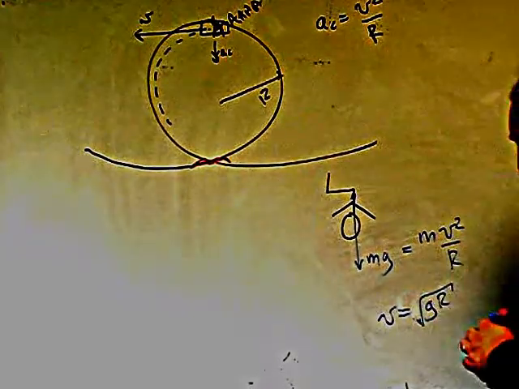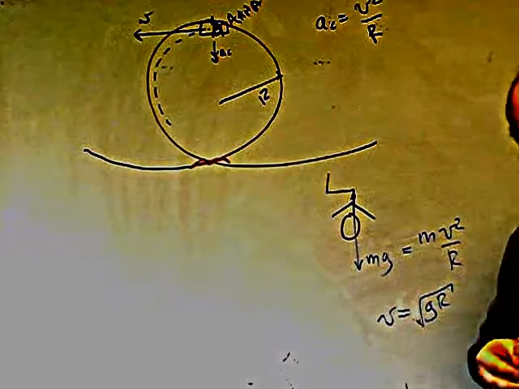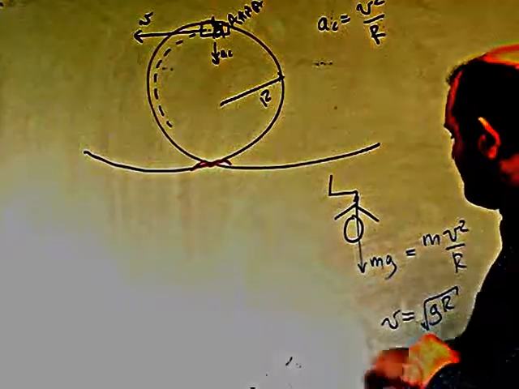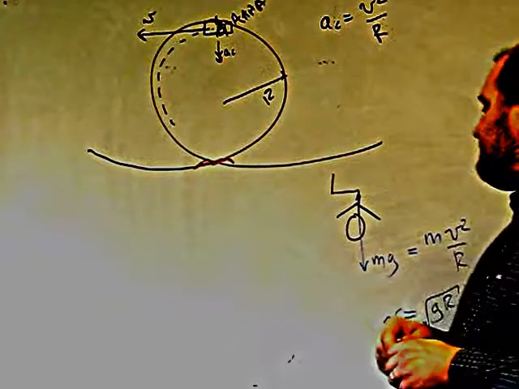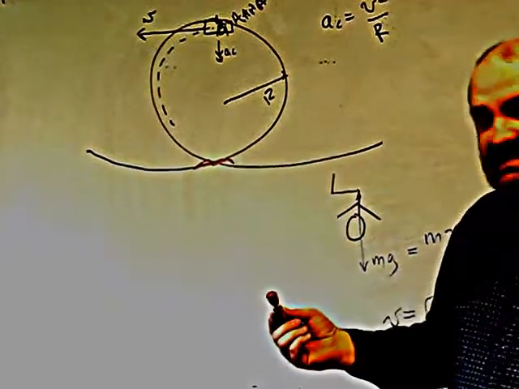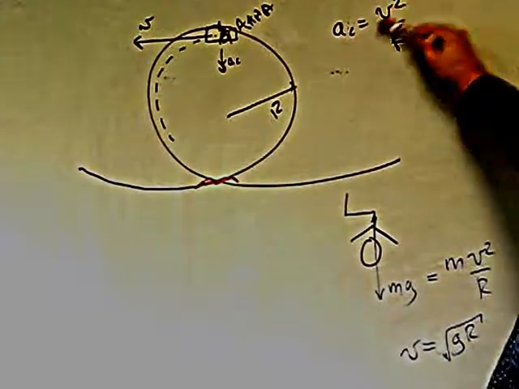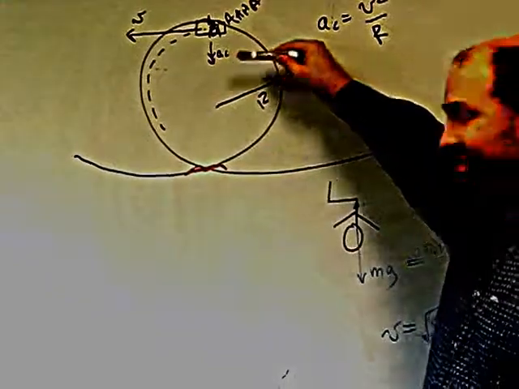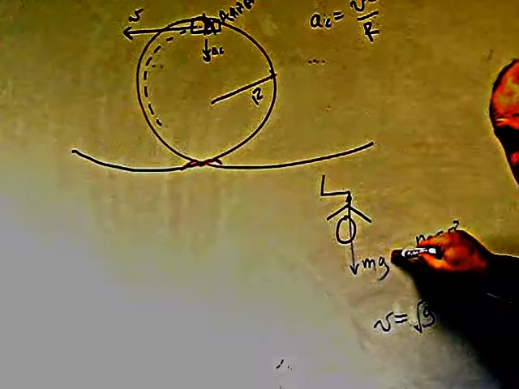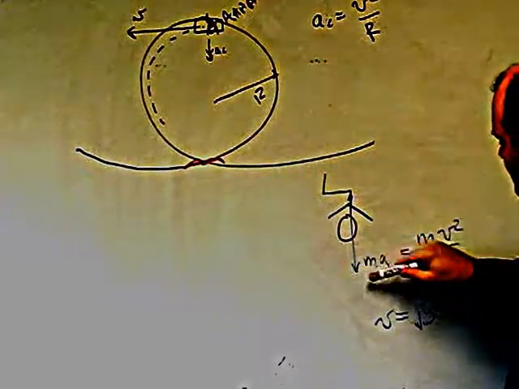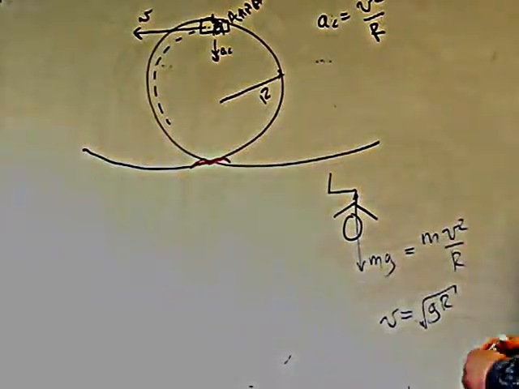Now here's the question. Let's think about, is this a maximum or a minimum speed? Well, if the car's moving slower, if v goes down, then the centripetal acceleration needed goes down. So v squared over r goes down, but gravity is not going to go down. So that means the force is more than is necessary to stay in a circle.